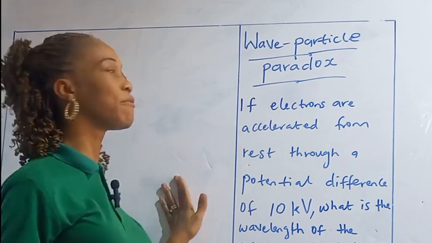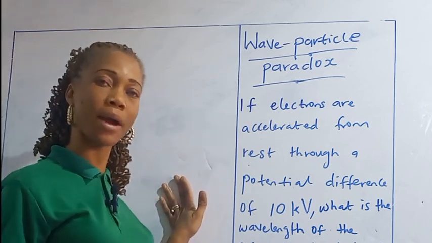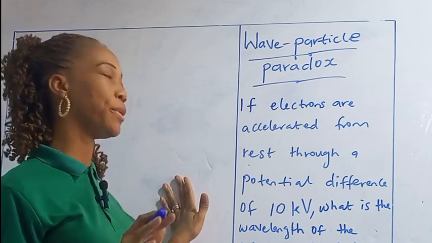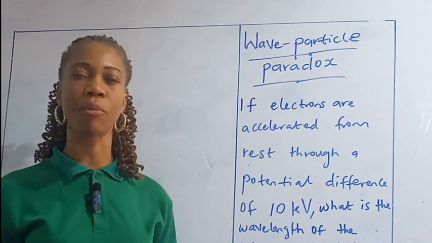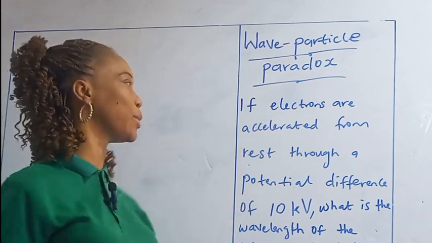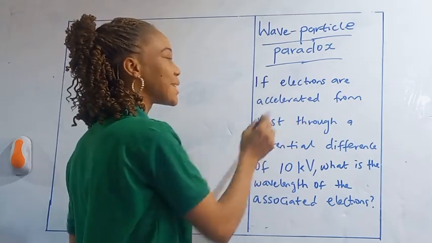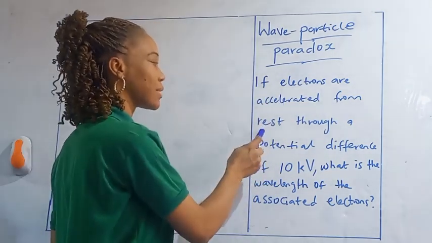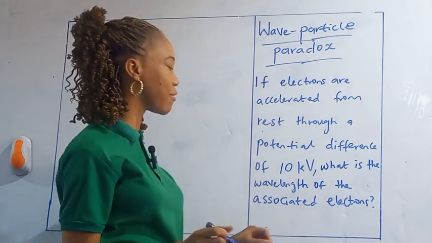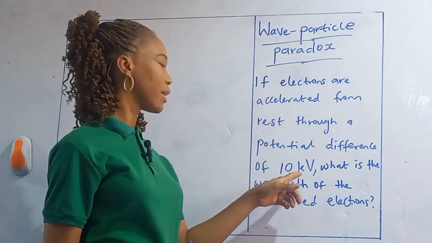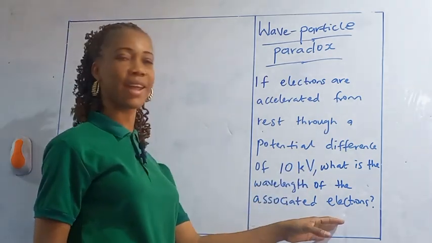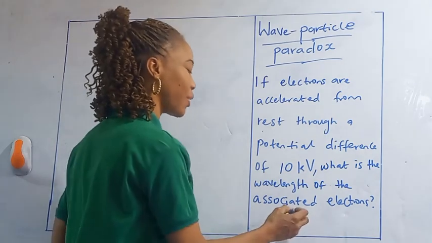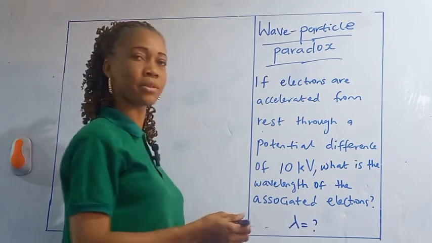Today we have wave particle paradox. That's the topic we'll be treating. What if you see this kind of question in the exam hall? How will you feel and what will you do? If electrons are accelerated from rest through a potential difference of 10 kilovolts, what is the wavelength of the associated electron? We are looking for the wavelength in these questions.